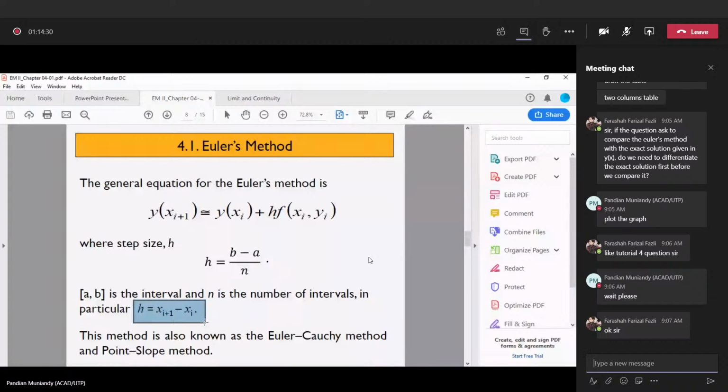And this method is called Euler-Cauchy, named after the person, and point slope because it involves dy dx. You don't write dy dx. You write f(x, y), f(xi, yi). Now we want to answer your question. Farasha, you just wait. We want to answer your question by solving, not by just talking. So you solve. I know you solved the tutorial problem.